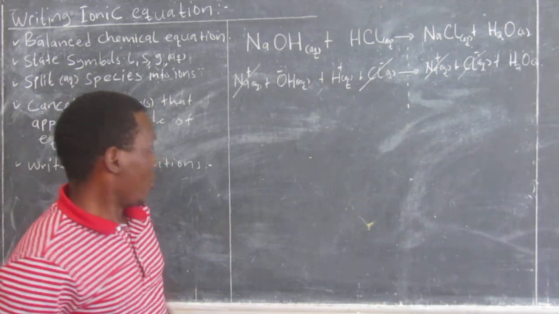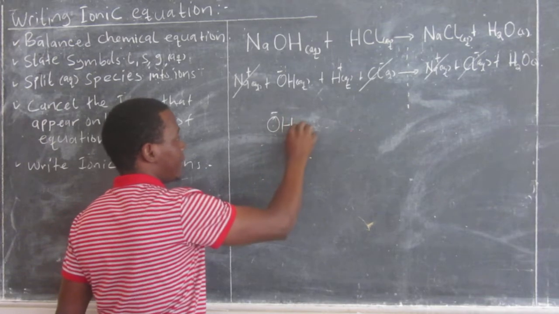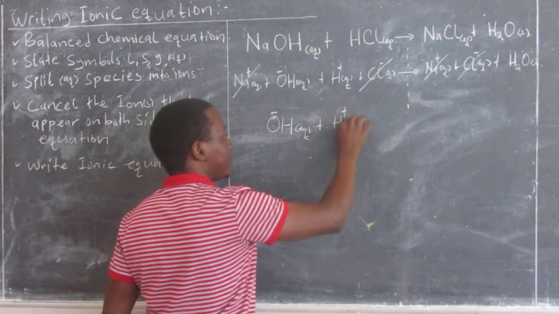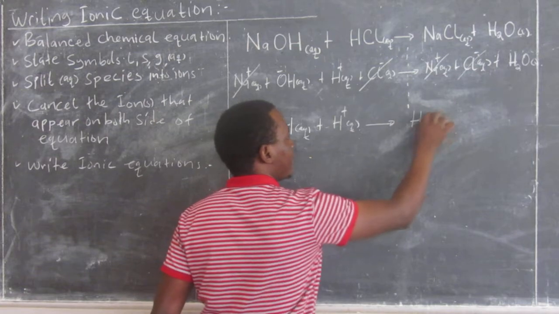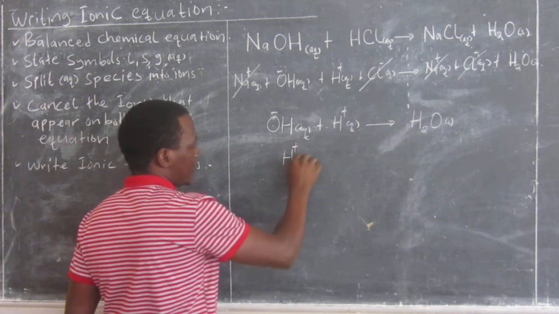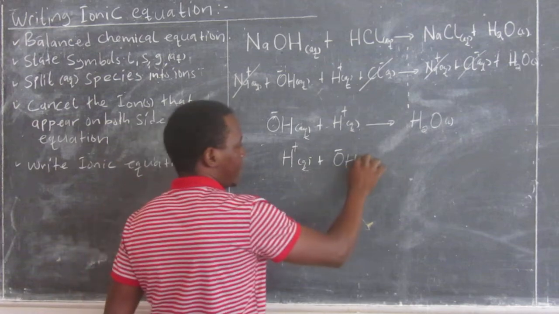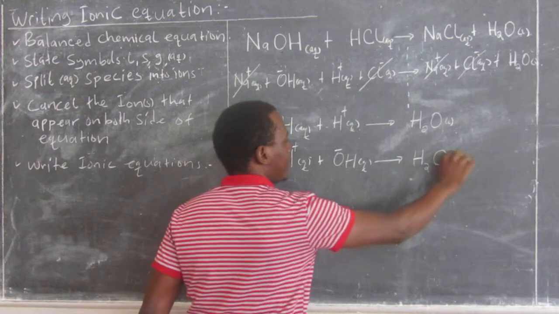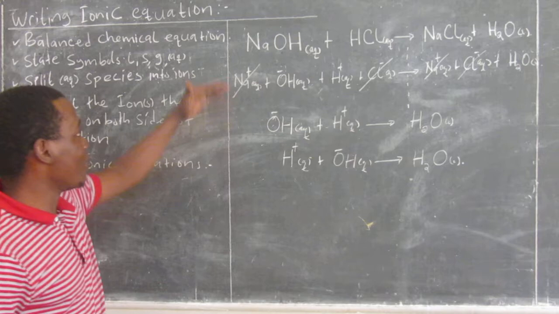In this case, we are remaining with the hydroxide ions plus hydrogen ions, giving us water, which can be written as H plus and hydroxide ions giving water. In this case, I've written what we call an ionic equation from my molecular equation.